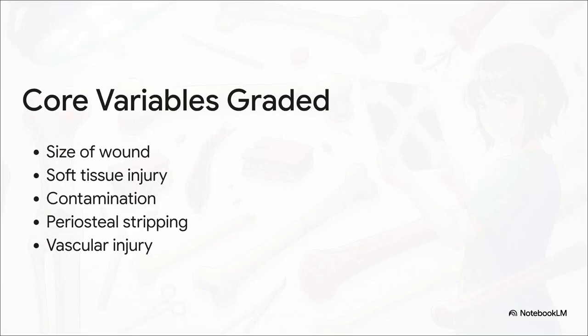Now, take a really good look at the slide here, and just commit these 5 core variables to memory. They're everything. Every single fracture gets evaluated on the size of the wound, the degree of soft tissue injury, the level of contamination, the extent of periosteal stripping, and of course, vascular injury. These 5 parameters literally dictate every medical and surgical decision you make moving forward.